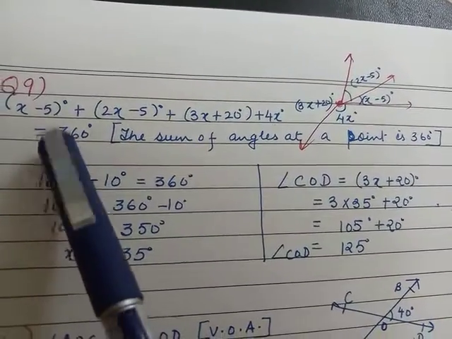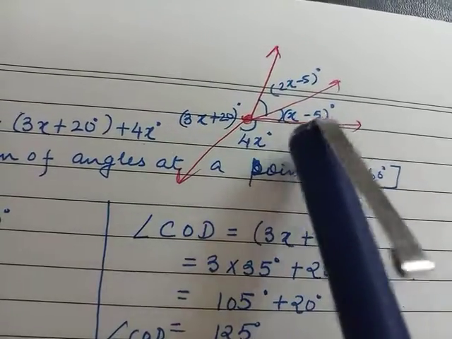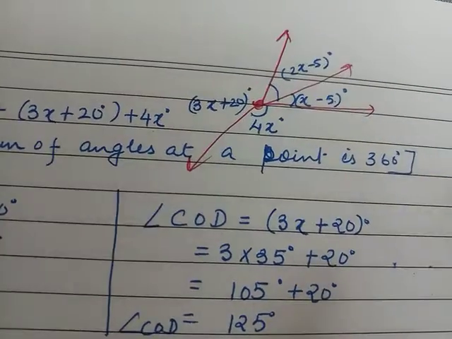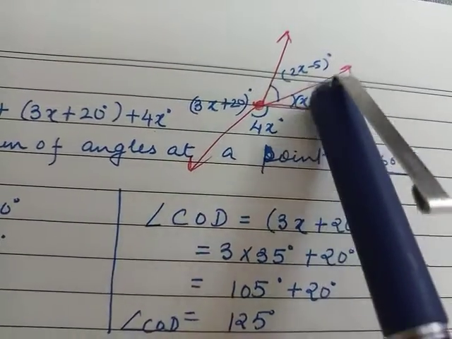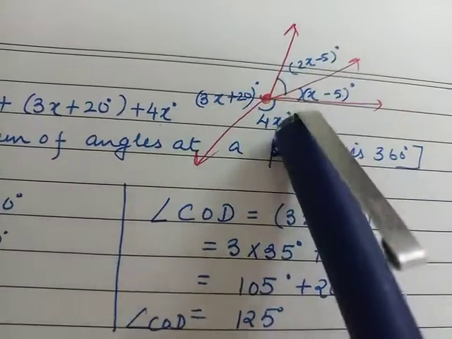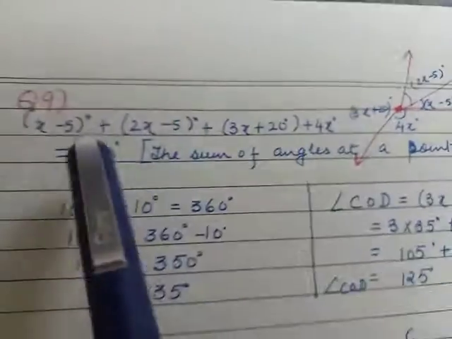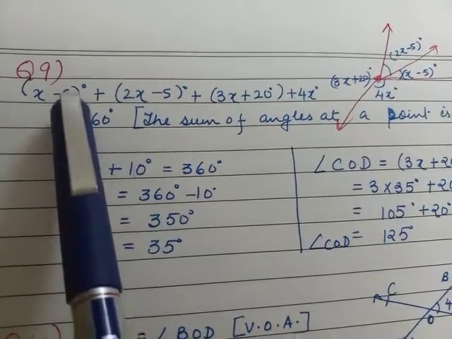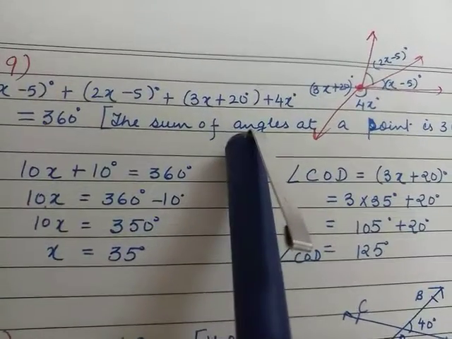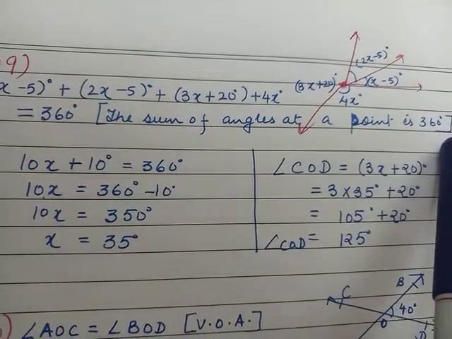In question number 9, we are given the figure and the measurements of all the angles. This is the case when we are talking about angles at a point. We know the sum of angles at a point is 360 degrees. So we sum up all four angles, equal to 360, and we'll get the value of x. It's important to write the reason in geometry. So we'll write the reason: the sum of angles at a point is 360.